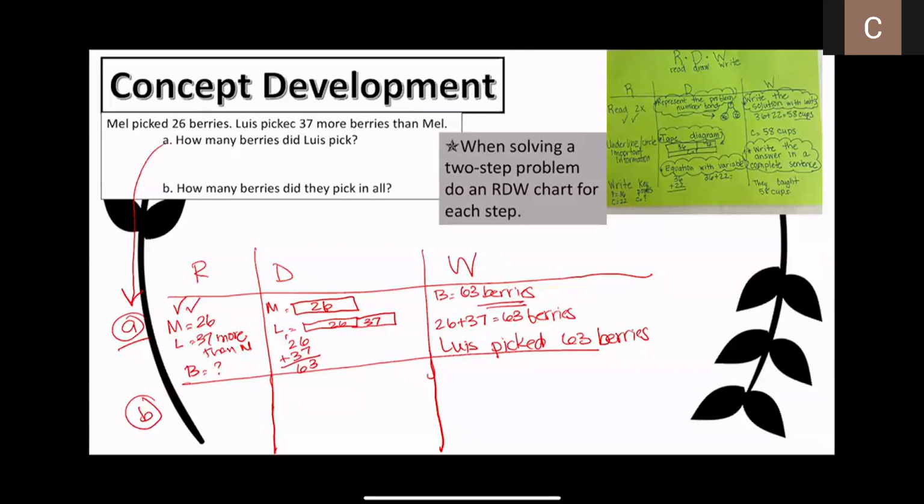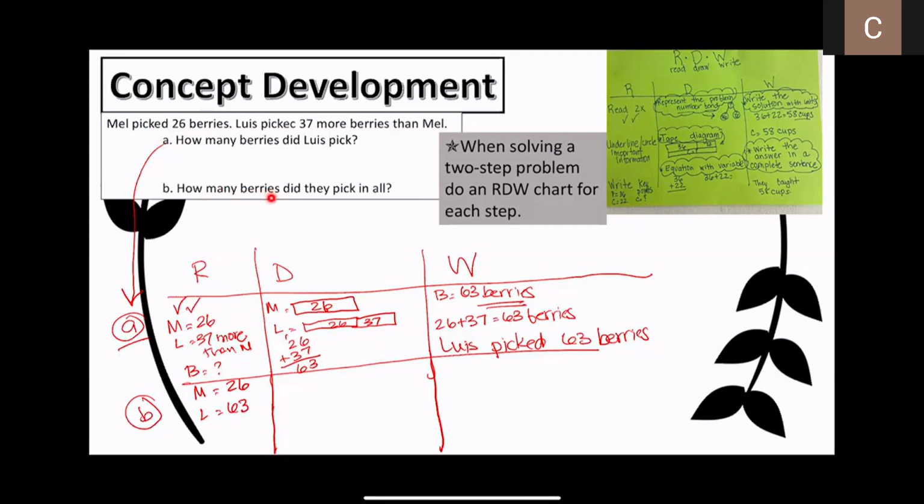You ready? Since all means what Mel had and what Luis had, do I know what Mel has? Yes, I do. I read that Mel picked 26 berries. So for Mel, I write 26. Do I know how many Luis had? Yes, I solved for that. I didn't before, but now I do. He actually has 63 berries.